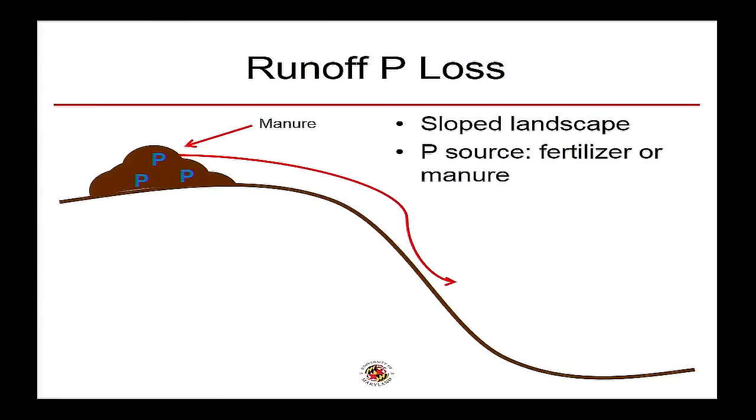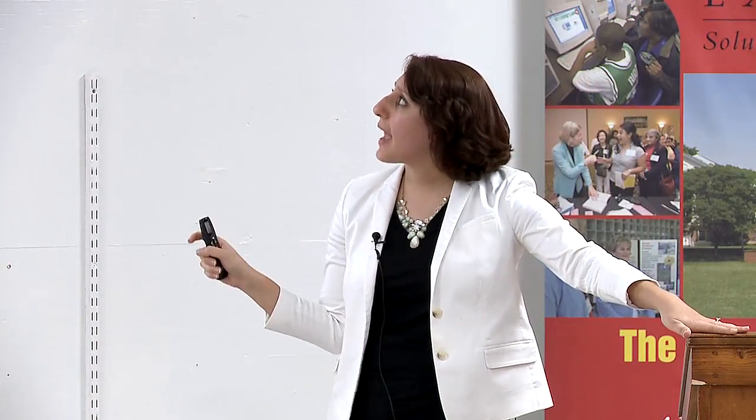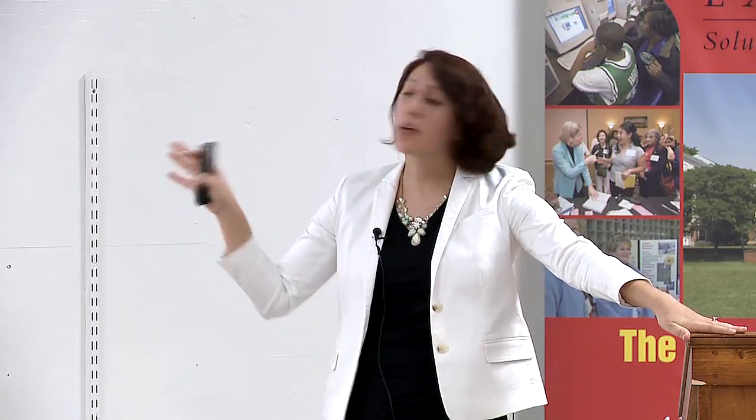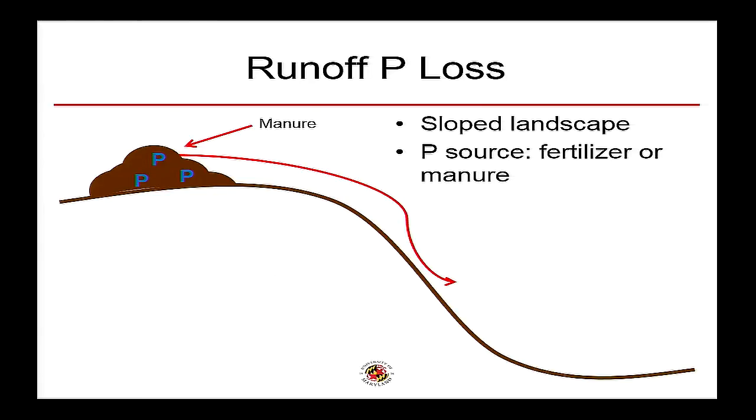So now in this slide, this brown blob is actually a pile of manure, right? And we've got our little phosphorus molecules in there. They're not really attached to anything. They're just kind of there loosely within the manure, right? So we've surface applied this manure. We are again in a sloped landscape. So it could be manure, it could be fertilizer, it could be some kind of amendment that contains phosphorus, and it's on the surface. So we get some type of a rain event, right?